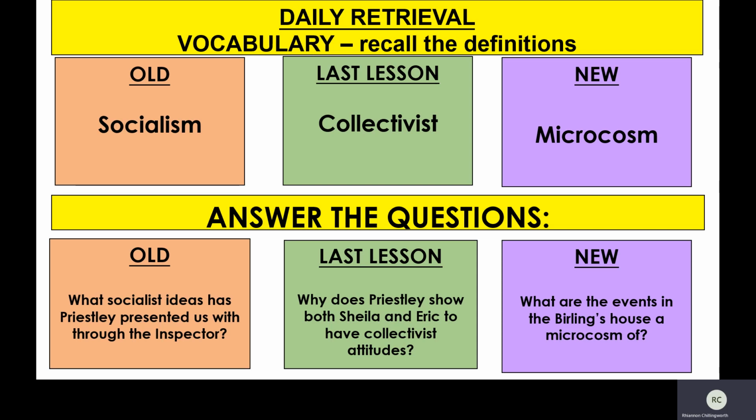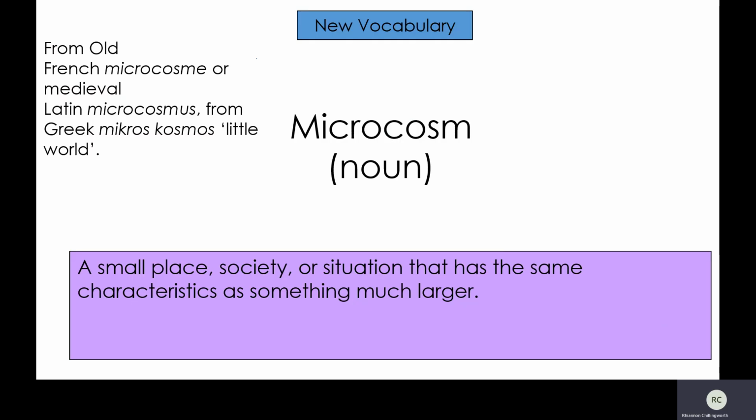And then our new word for today is microcosm. So a microcosm is a small place, society or situation that has the same characteristics as something much larger. So if something is a microcosm, then that little area or that situation that is happening in a book or film or TV show represents something wider or larger. It's a little bit like symbolism, something representing something else. But this is about a place or a society or a situation itself representing something more than itself.